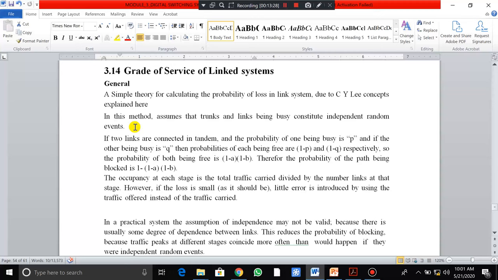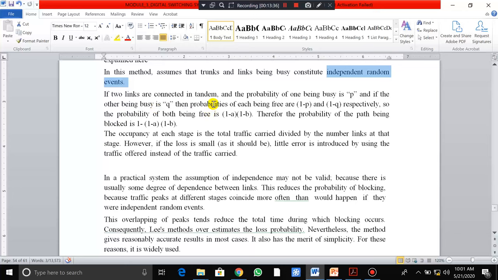And if two links are connected in tandem, and the probability of one being busy we call P, and the other being busy we call Q, then the probabilities of being free are 1 minus P and 1 minus Q respectively. The probability of both being free is (1 minus P) into (1 minus Q). Therefore, the probability of the path being blocked is 1 minus (1 minus P) into (1 minus Q).